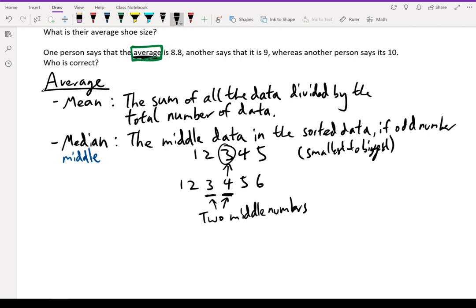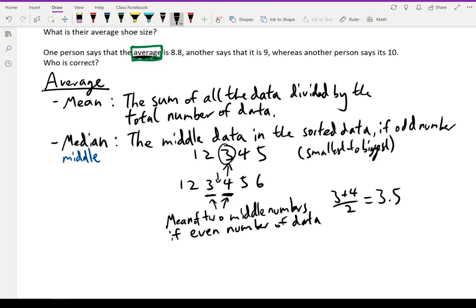and we would find the mean of those. Okay, mean of two middle numbers. It is the mean of the two middle numbers, meaning if it's 3 and 4, we would do 3 plus 4 divided by 2, and that's going to be 3.5. Okay, in between, that's the in between number of the two. Okay, so there are two types: mean of two middle numbers if it is an even number of data. Okay, so this can be somewhat confusing.